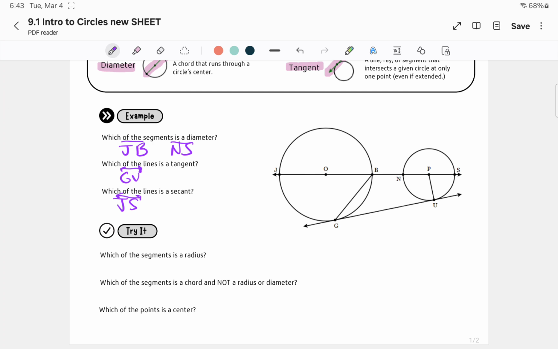All right, so the radius is going to be, there's a few of them, right? There's actually 4. So JO would be 1. OB is 1. NP is 1. And PS is 1. So again, radius is going from the center to the outside edge. It is halfway across the diameter. Okay, so which of the segments is a chord and not a diameter? That's what I meant to say. So the chord would be BG or GB.